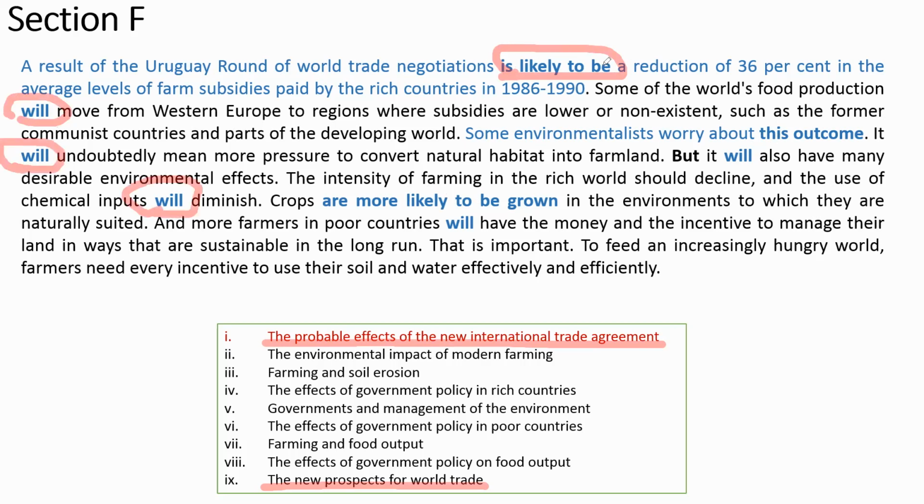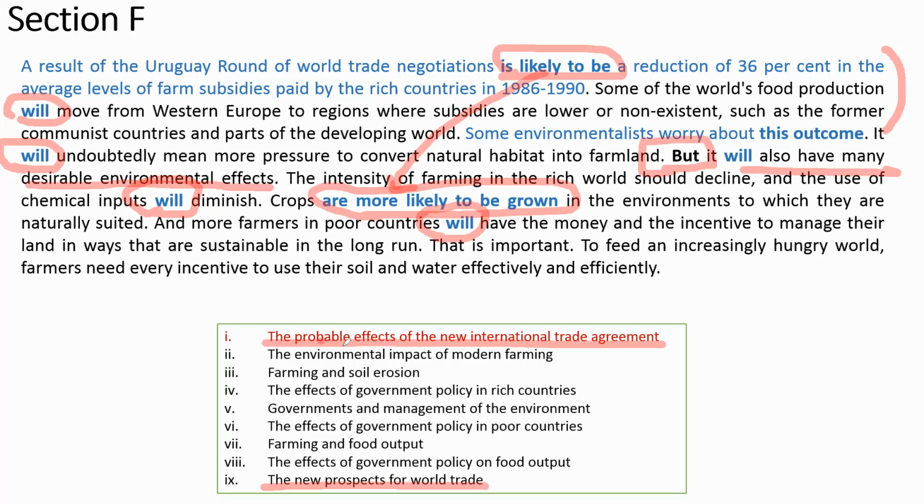So again, look: is likely to be, or more likely to be grown, crops more likely to be grown. And again, it continues with the rest of the paragraph. But here we have but. So up to this point, we have some undesirable consequences, up to but. Then from this linking word but onwards, you will have many desirable environmental impacts.